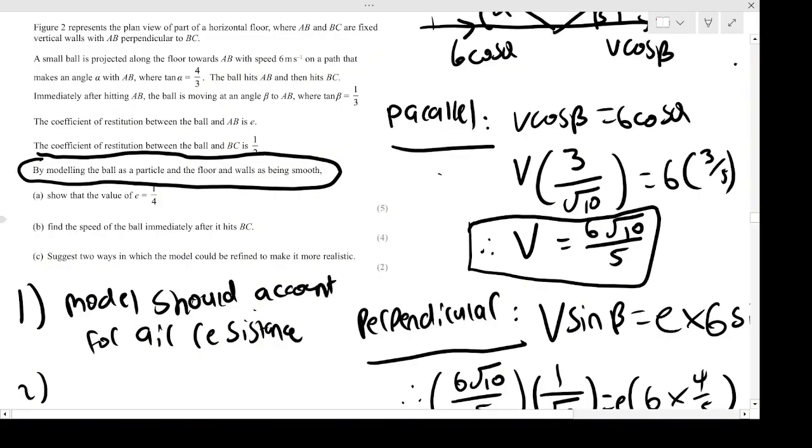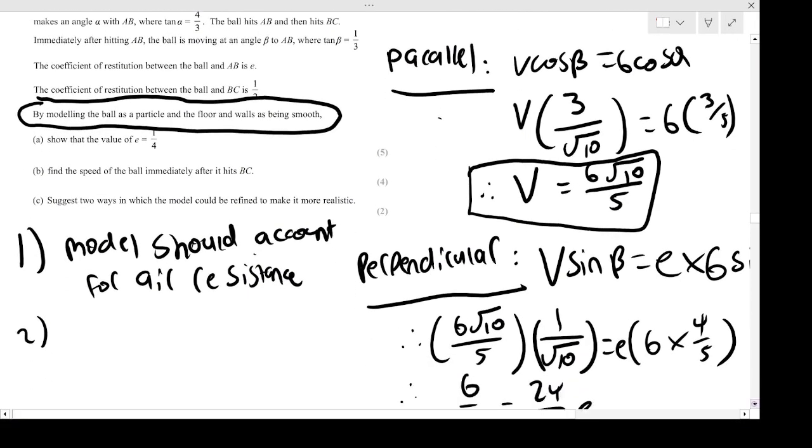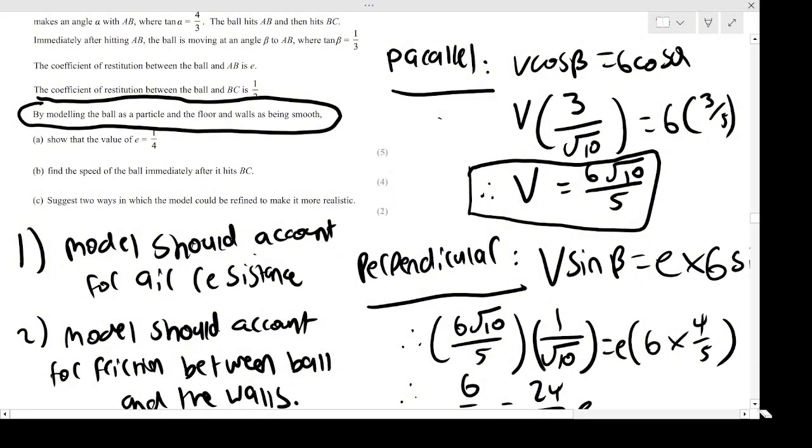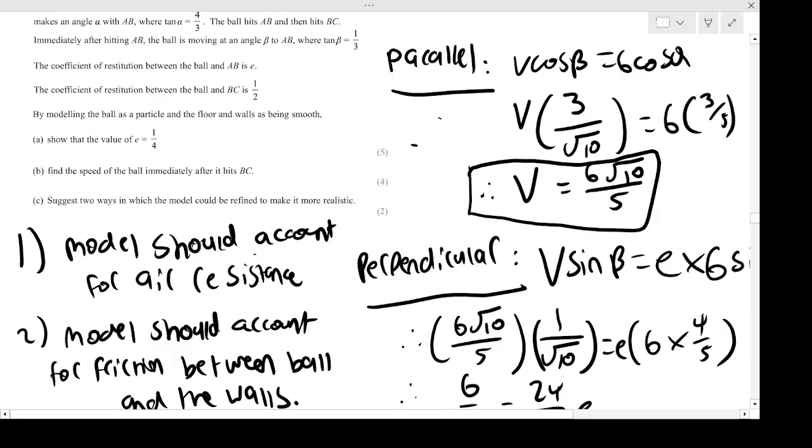Now, what about the walls being smooth? We discussed this earlier, I believe. If the wall is smooth, there's no friction. In reality, there would be friction, right? So again, the model should account for friction between the ball and the walls. Okay, and there we are. So those are the two main, standard critiques you can use to criticize the model, the assumptions, and how you can make it more realistic.